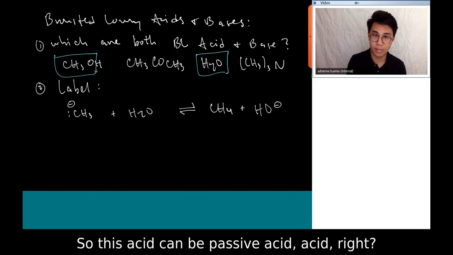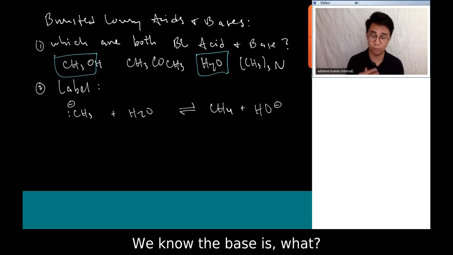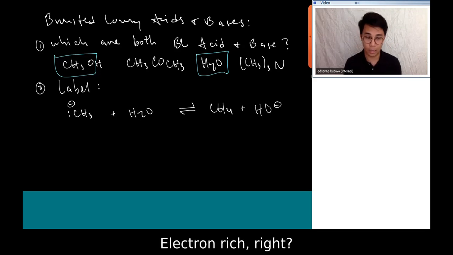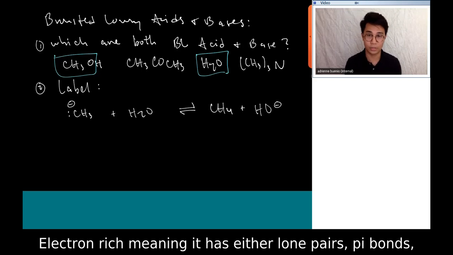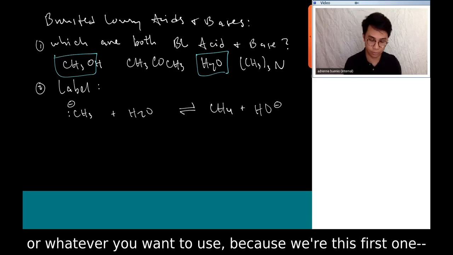So this acid can be passive acid, right? So what makes the base different? We know the base is what? Electron rich, right? Electron rich meaning it has either lone pairs or pi bonds. So this is why I said to draw it or use Lewis structures or whatever you want to use.